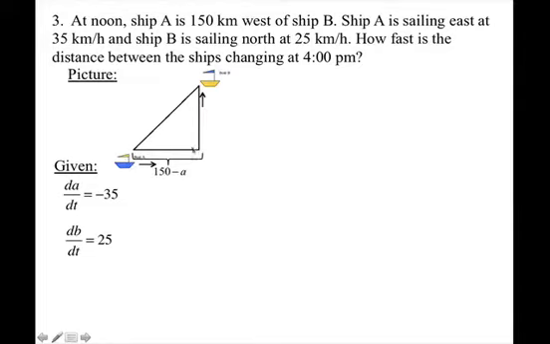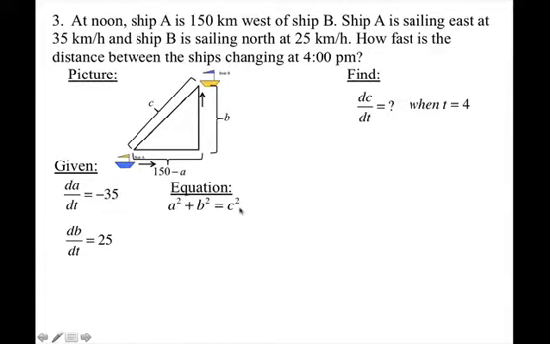And I know that this distance right here is 150 kilometers west of ship B. And the 150 minus A is going to be whatever its distance is at that given time. And this is ship B's distance, which is B. And this is C distance. So I want to find dC/dt because that's how fast the distance between the ships is changing when t equals 4, since I started at noon. So 4 hours have passed.